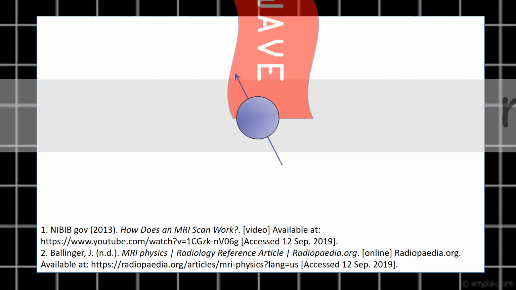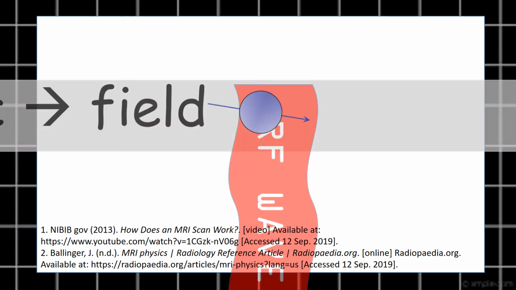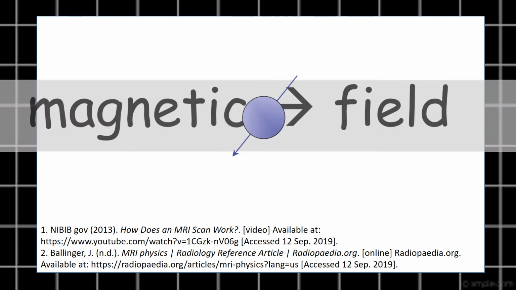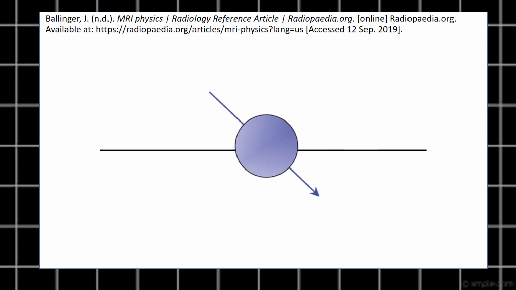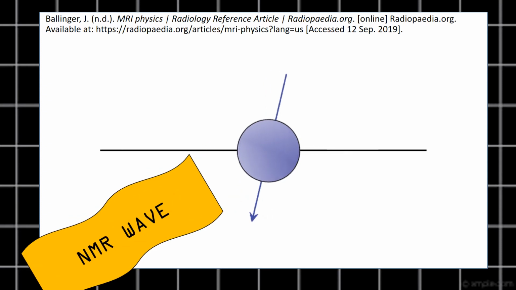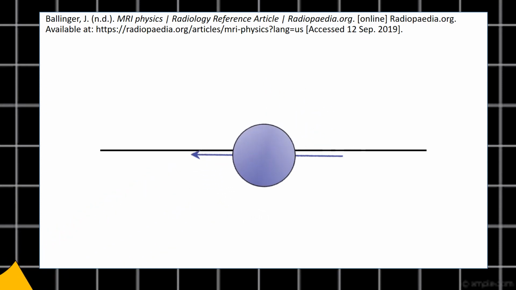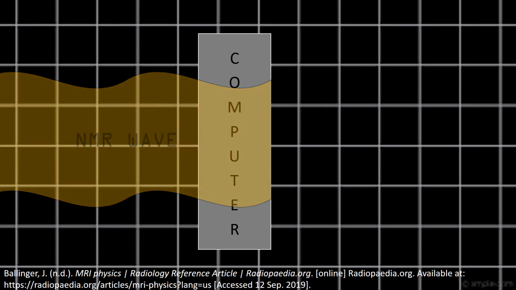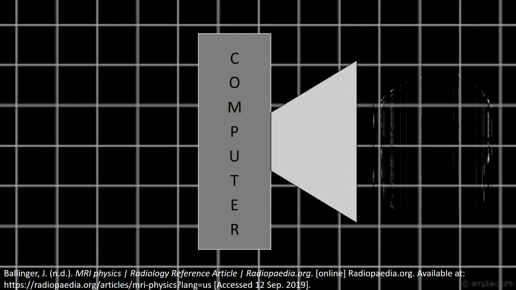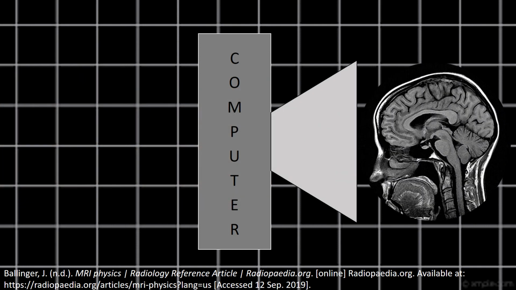As the RF wave is cancelled, the magnetic moments of the protons realign parallel to the magnetic field. The change in position of the magnetic moments emit energy in the form of nuclear magnetic resonance waves, or NMR waves. These waves are captured by a metallic coil in the MRI machine, and a computer then produces an image from this information.